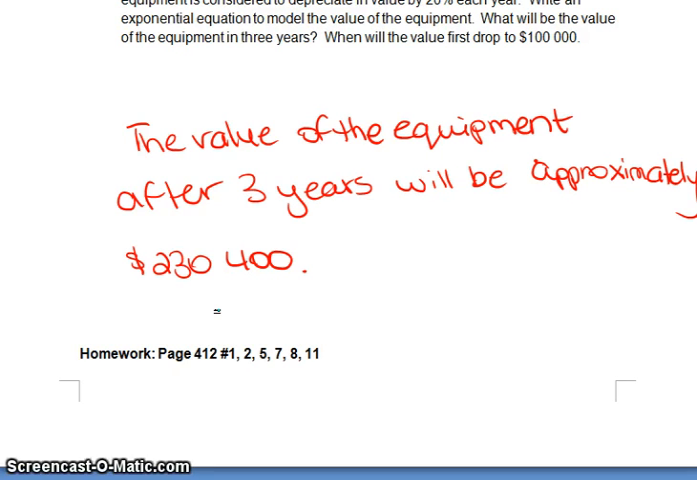Then you guys are going to do the exact same for the next one. So what you guys are going to say is approximately after 7 years the value of the equipment will be $100,000. And I'm running out of time here, ladies, so I trust that you guys can create those sentences, and then you guys can get started on your homework.